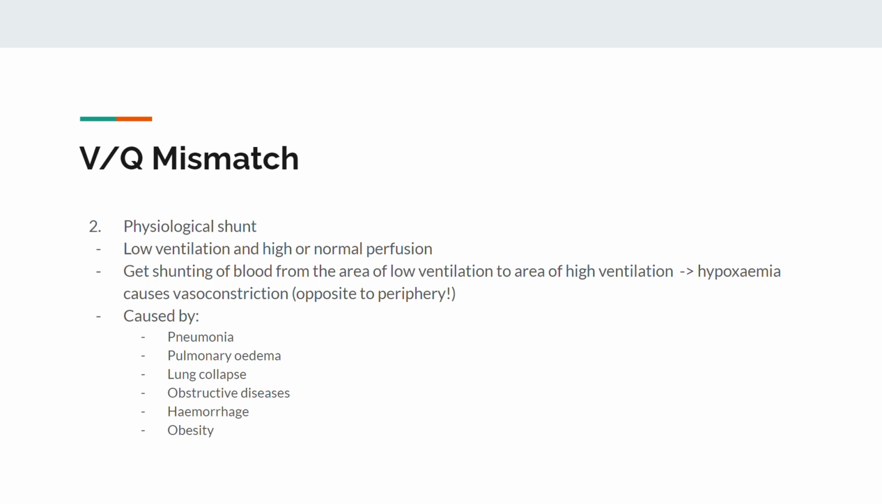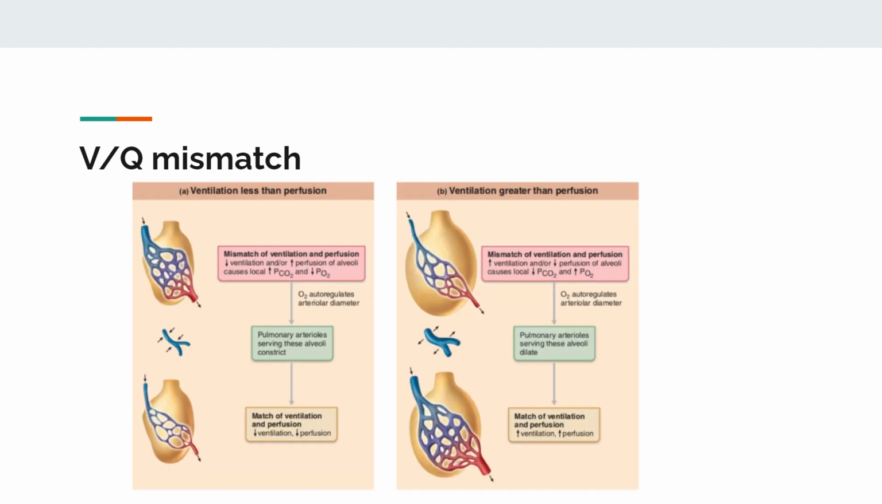Now, this physiological shunt type of VQ mismatch is caused mostly by pneumonia, pulmonary edema, lung collapse, obstructive diseases, hemorrhage, and obesity. It's anything that is causing low ventilation, or not enough air to actually reach the lung. I've got a little diagram here of what happens when each of these factors is occurring. If your ventilation is less than perfusion, as we mentioned, you're going to constrict the blood vessels, therefore you're going to have a physiological shunt occurring.